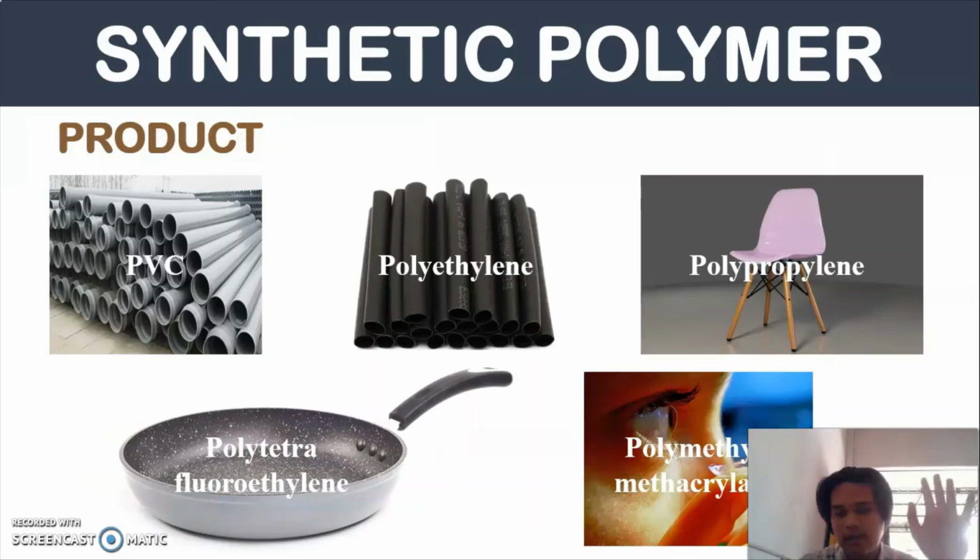The products of addition polymers: from PVC there is a pipe. From polyethylene there is also a pipe. From polypropylene there is a plastic chair. From polytetrafluoroethylene there is a pen, and from polymethyl methacrylate there is what is called a contact lens.